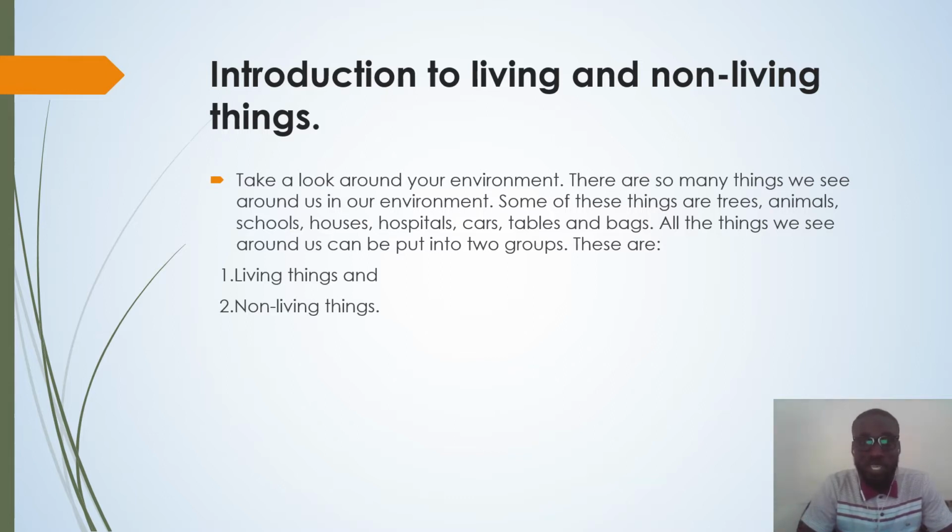All the things we see around us can be put into two groups. These are living things and non-living things. The things that are found in the environment can be classified into two groups, which are the living and then what? Non-living things. So we have living things and non-living things that form up the environment.